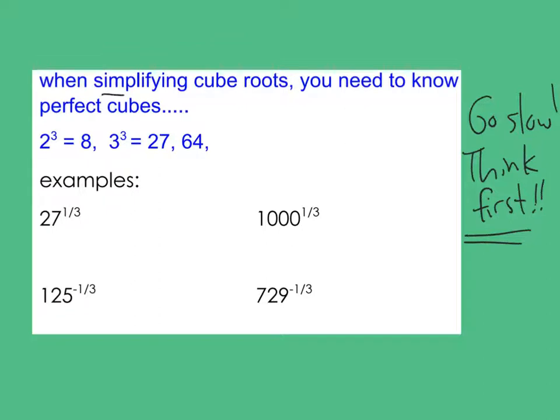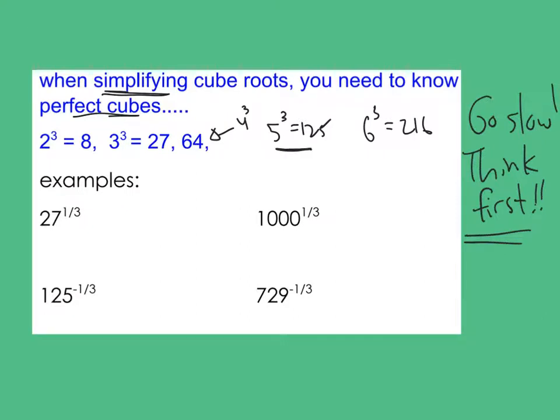So when simplifying cube roots, you need to know perfect cubes, right? We need to understand it. So we wrote this a while back, right? 64 is 4 to the 3rd, and 5 to the 3rd is 125, so on and so forth. So we want to make sure that we have some of these available to us. So I think you should know at least through 5 to the 3rd.